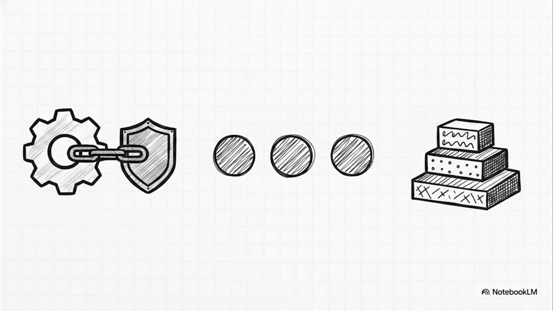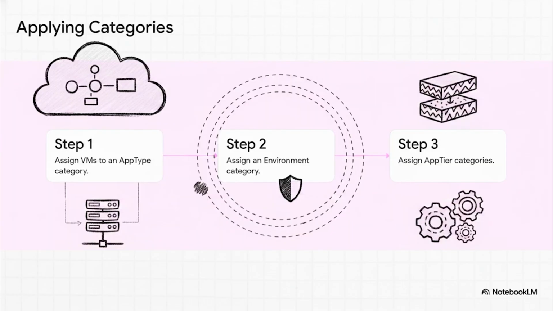Second, we have environment. You use this to isolate life cycles, basically keeping your development, testing, and production servers strictly separated from one another. And third is AppTier, which divides a single application into distinct levels, like a web front-end, an application logic layer, and a back-end database. You can think of applying these categories as a logical, top-down progression. It's almost like a puzzle. Step 1, you tell the system what the VM actually does by assigning an app type. Step 2, you tell the system where this VM lives in its lifecycle by assigning an environment. Step 3, you tell the system how this VM functions internally within its application by assigning an app tier.